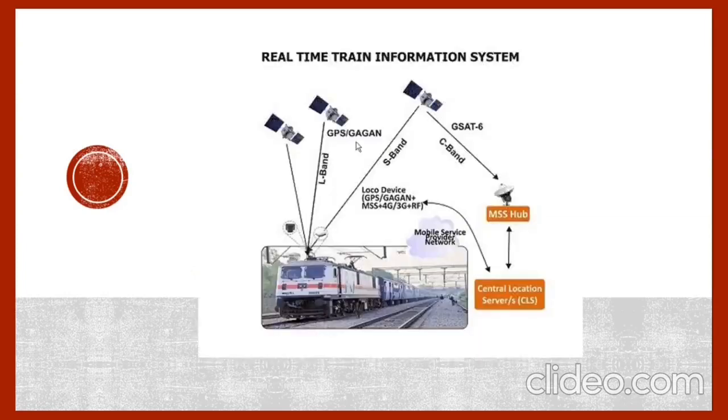as I have told you previously, there is a small dish like thing at the top of your train, or at the face of your train, above at the top. And this is nothing but VSAT, which is used for communication between the satellite, and that satellite transmits that data back to the hub, or you can say the central server, right?